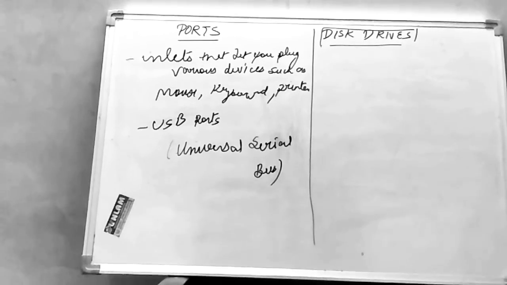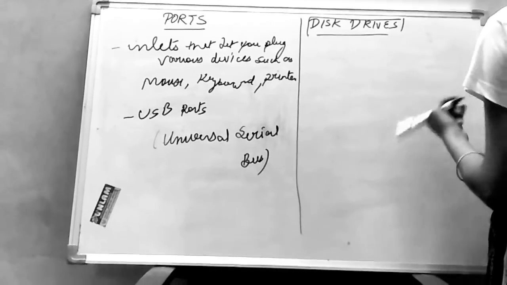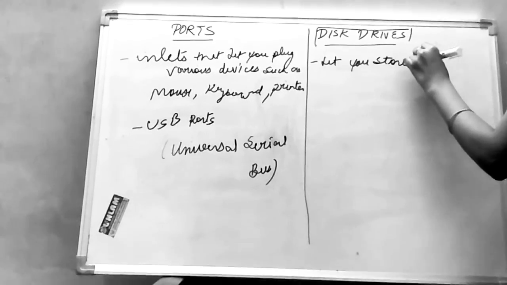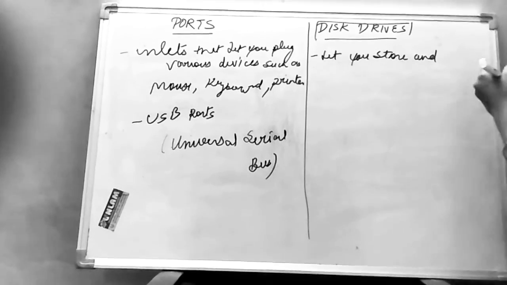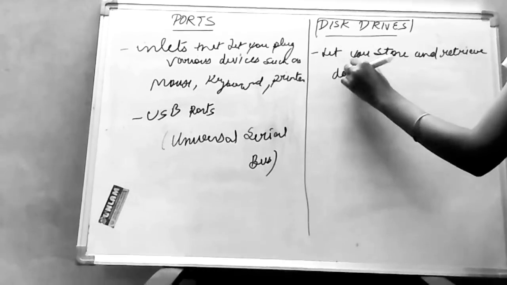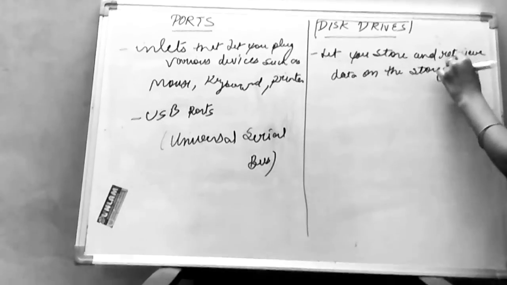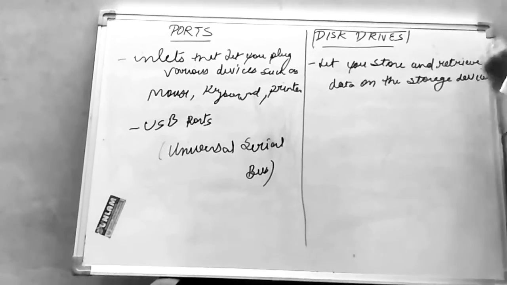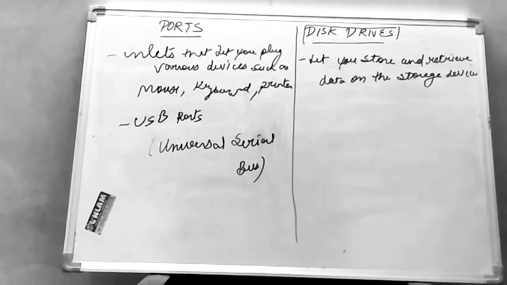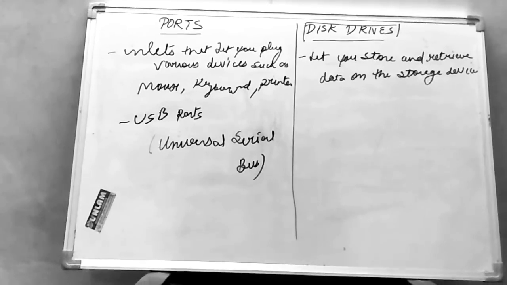The next component is the disk drives. Disk drives in a computer are the devices that let you store and retrieve data on the storage devices. The devices connected with these are CD and DVD.